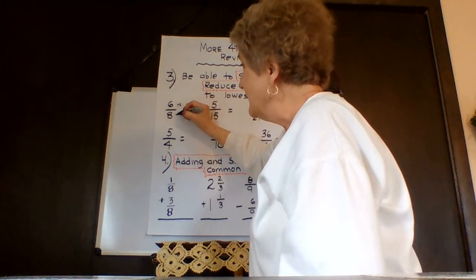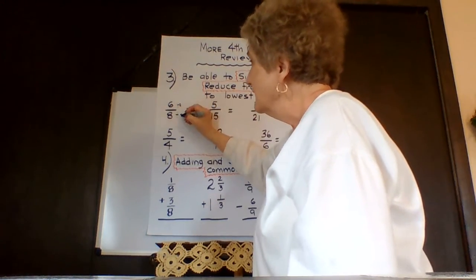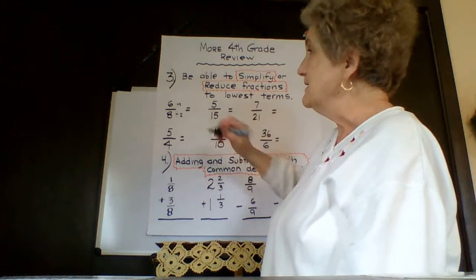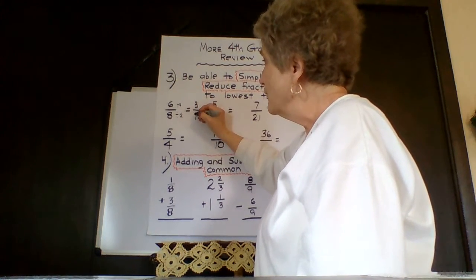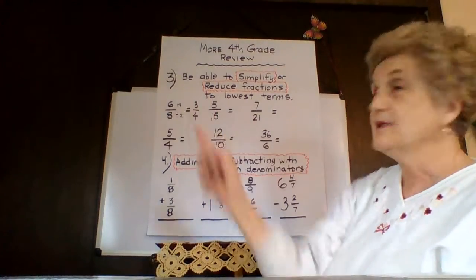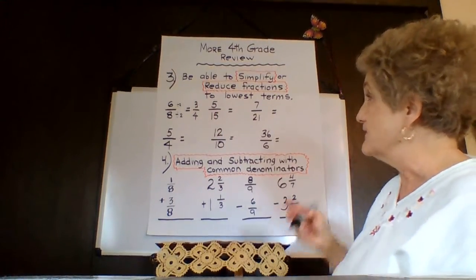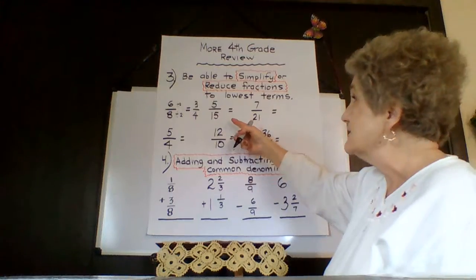So I divide now both the numerator and the denominator by 2. 6 divided by 2 is 3. 8 divided by 2 is 4. Now, 3/4 is the simplest form of 6/8. Let's do the same thing with 5/15.